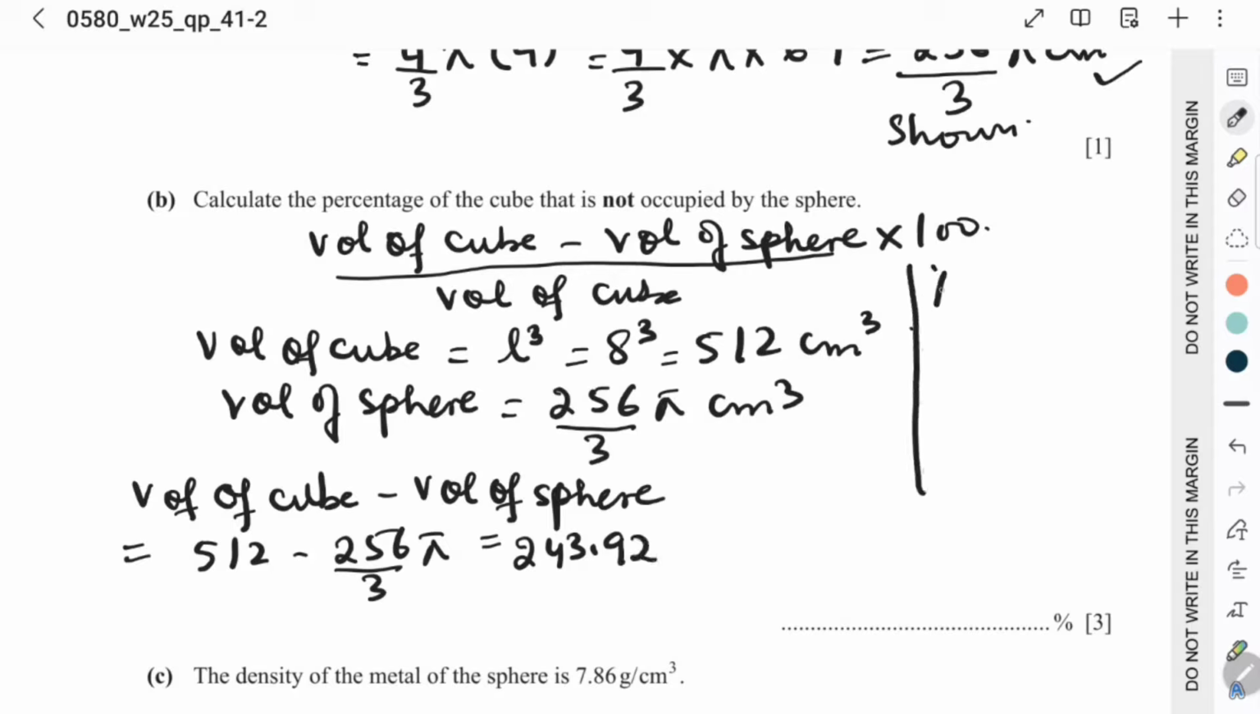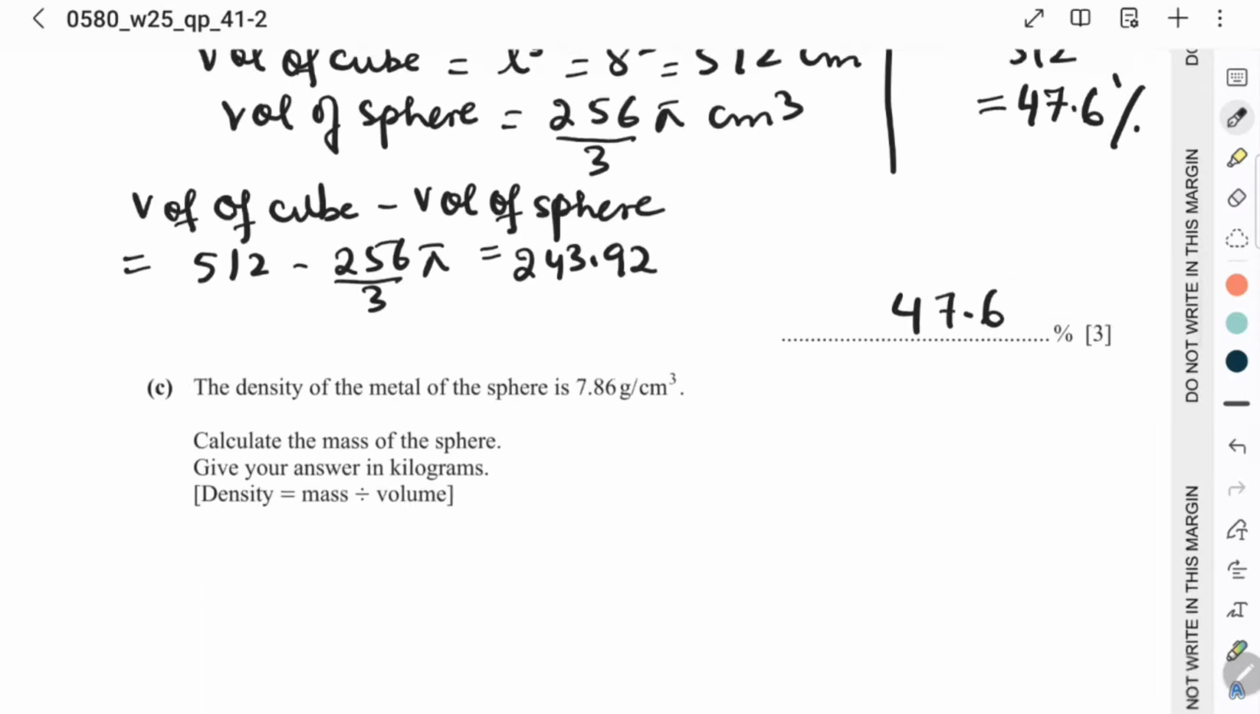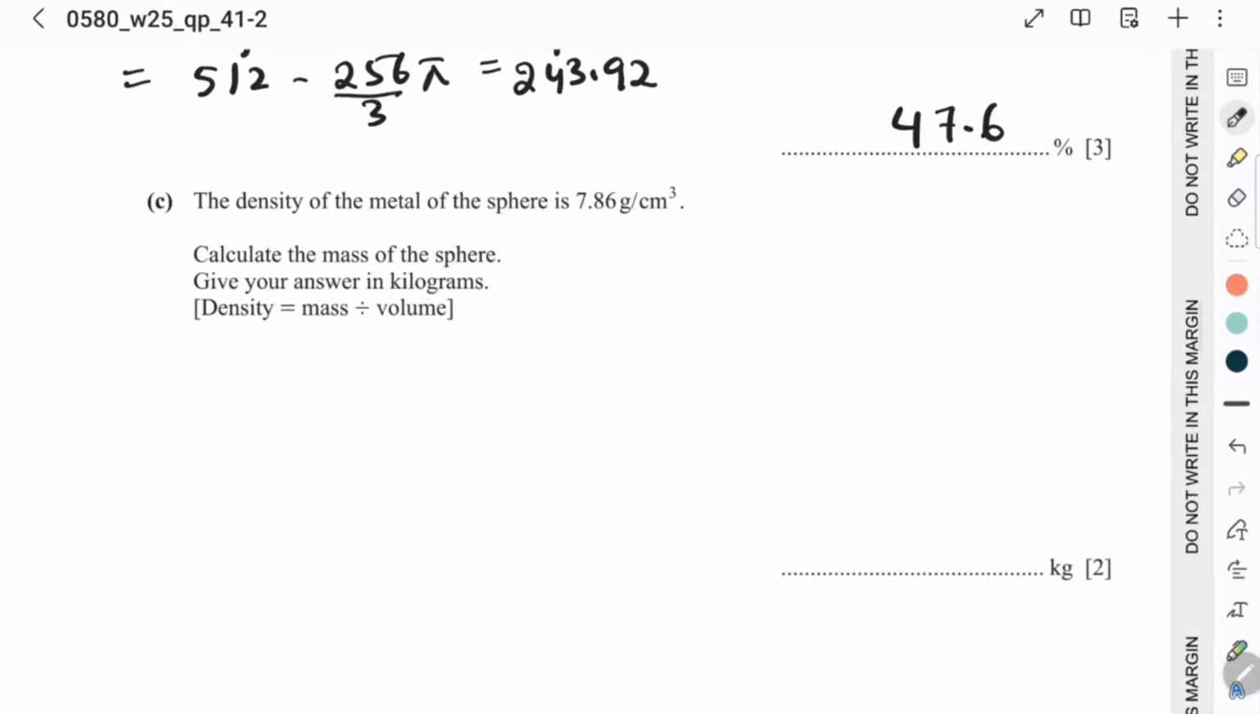So the percentage is equal to 243.92 divided by 512, and then we multiply by 100. All right, whenever you do this calculation, you get 47.6%. You can write down 47.63 to 47.64. So it's applicable.